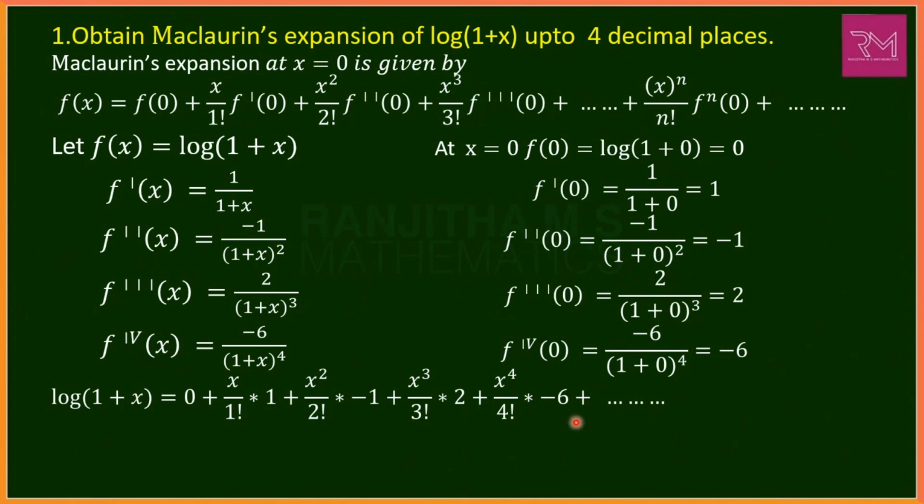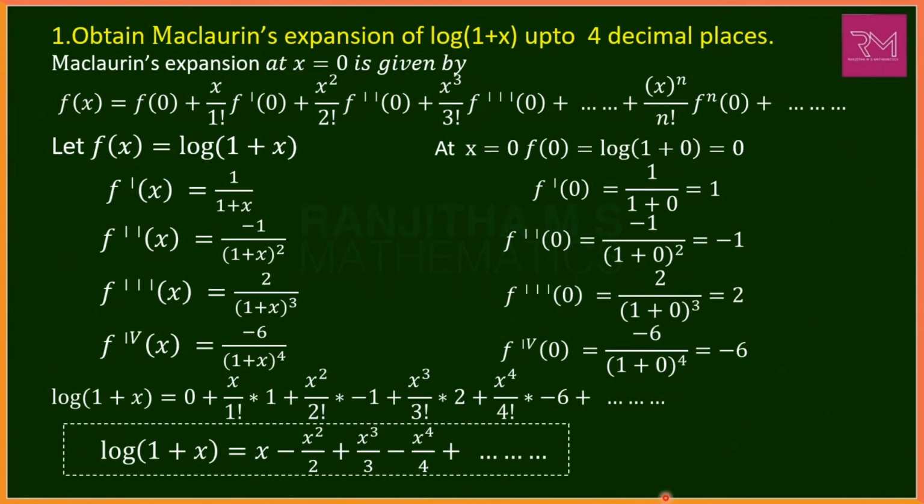Till here we have to substitute the values. Now simplifying the terms, we get log of 1 plus x as x by 1 factorial, which is x itself, plus into minus minus, x square by 2 factorial, which is 2, plus, here we have 3 factorial, which is nothing but 3 into 2, here 2 gets cancelled, remaining will be 3, hence we get x cube by 3, plus into minus minus, 4 factorial can be written as 4 into 3 into 2 into 1, hence we can cancel 6 and 6 here, the remaining is 4, hence we get x power 4 by 4 plus and so on.